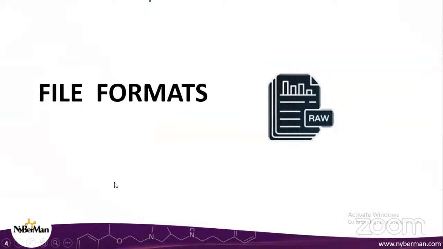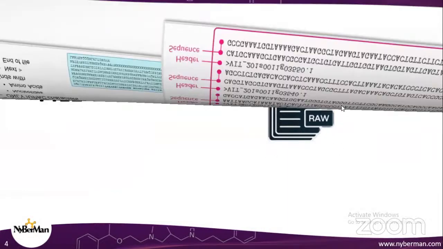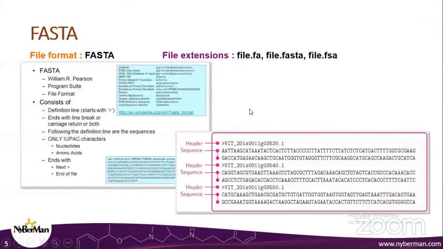Okay, so first we need to understand the file formats. What are the different file formats we have? After file formats, we will see from where we can get these files actually. So first we have the sequence data.